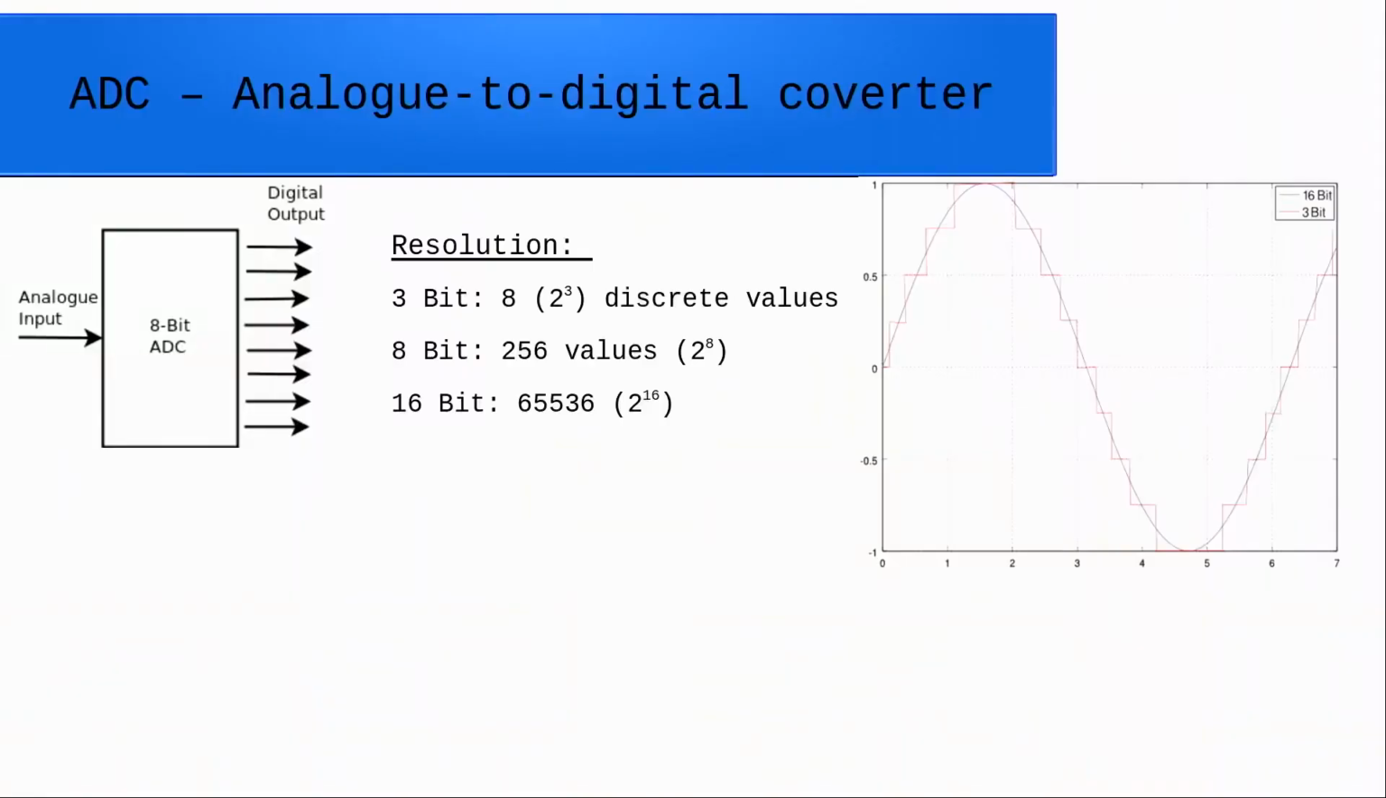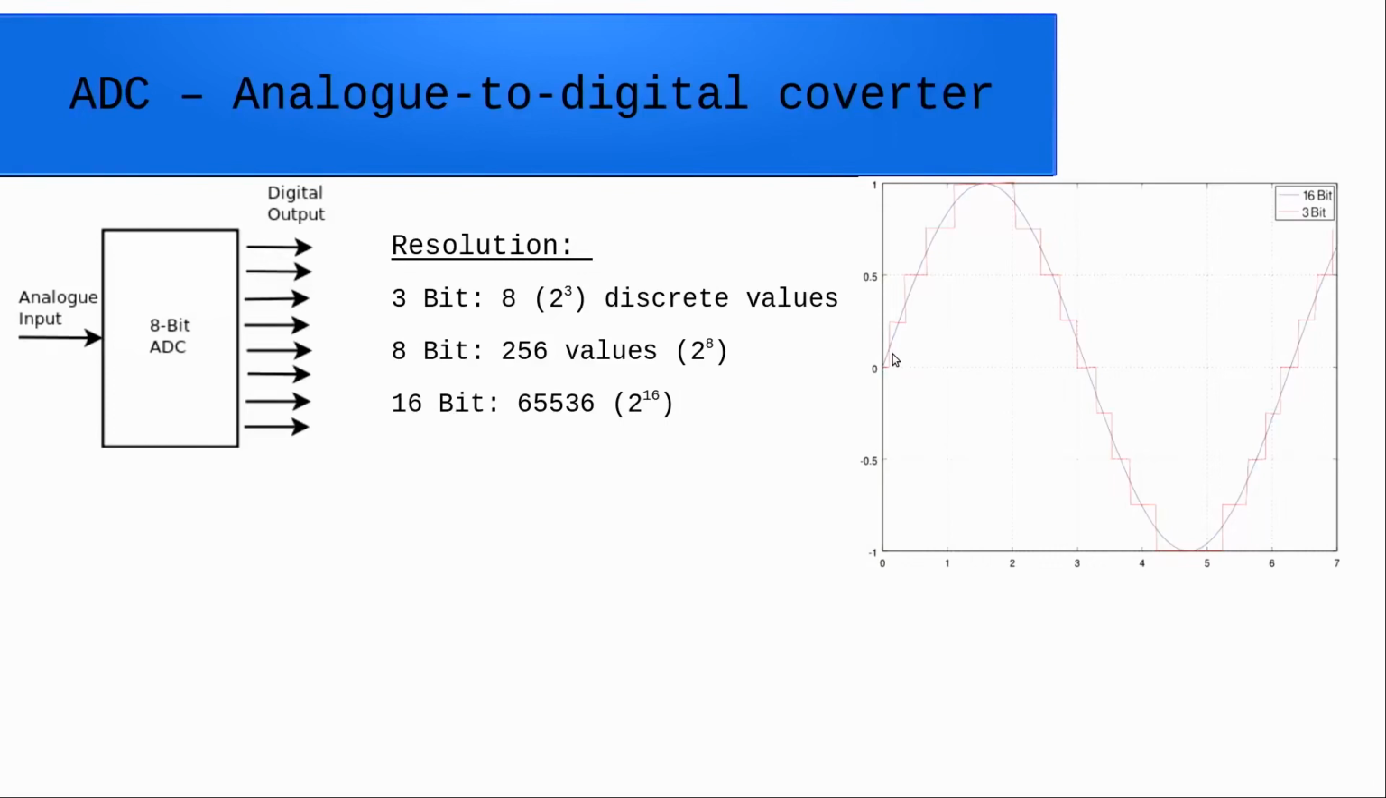The next relevant parameter here is the resolution of the ADC. With a 3-bit resolution, for example, you would get 8 discrete values from your signal. With 8-bit resolution, you get 256 values. With 16-bit, you get a lot of values. Here you can see, for example, the 3-bit resolution and the 16-bit resolution of a sine signal.